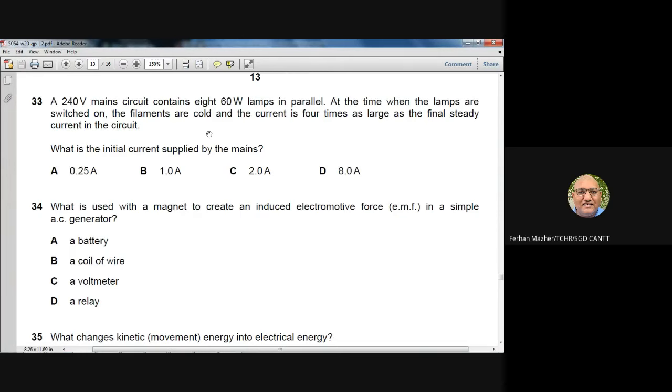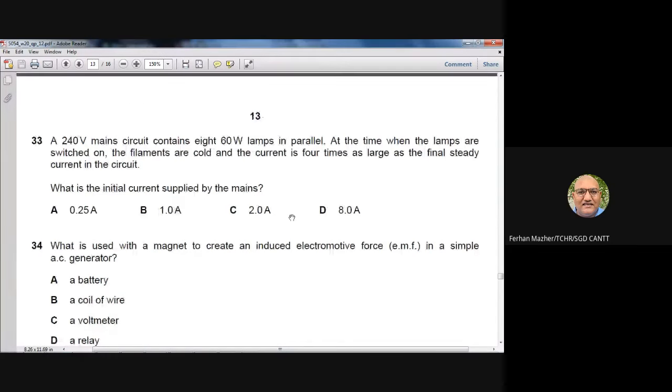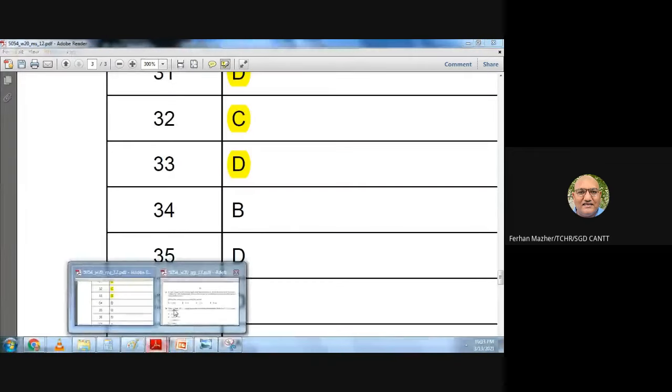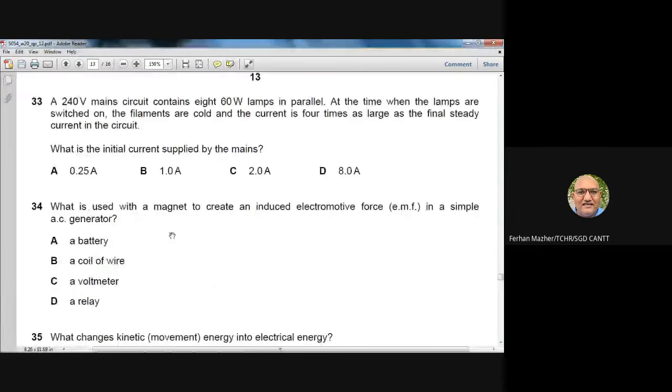So the current which we just calculated on that diagram, which I just showed you, that is the steady current. But the current at the start, he says, that is 8 times more than this steady current. So 4 multiplied to 8, D is the right option. Question number 33, D is the right option. So I hope you have understood. Very tricky question.